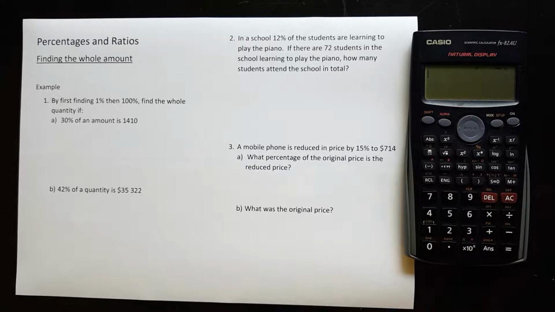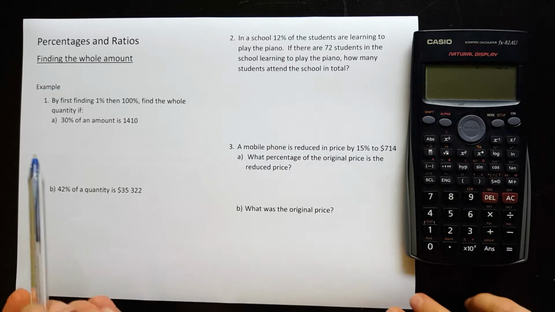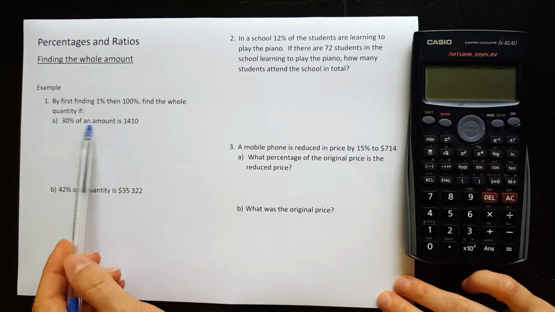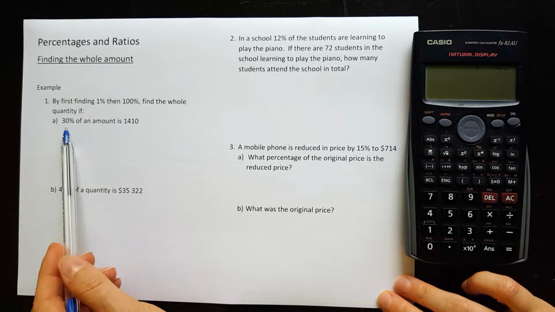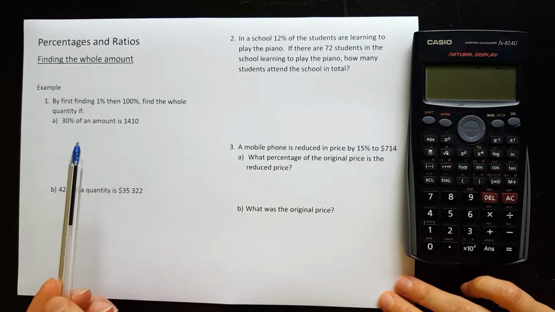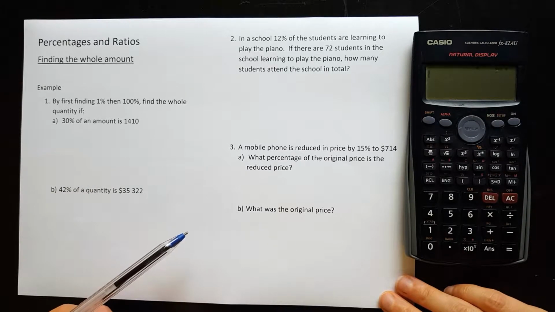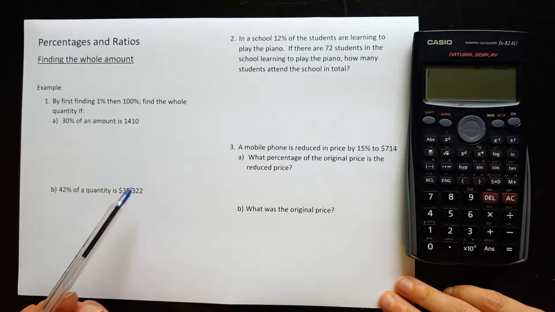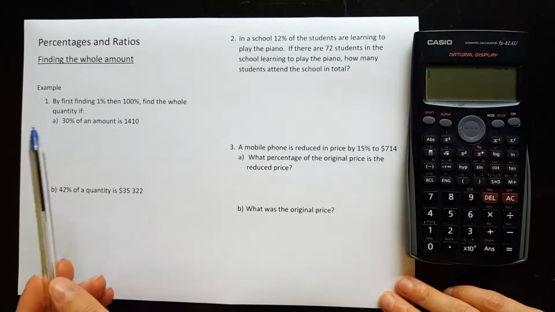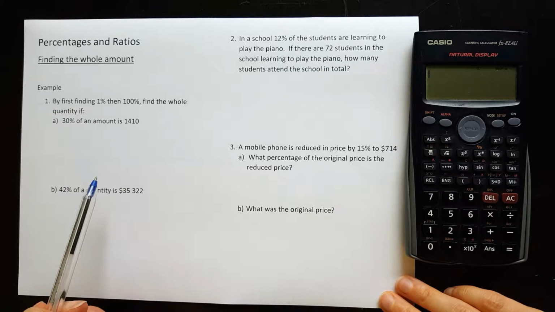Today we're doing percentages and ratios, and we're going to be finding the whole amount. In these questions, we're going to be told that we have a percentage that we've already found, and we want to go back and find out what the original full 100% starting amount would have been. This first question is going to break it down into some smaller steps for us.